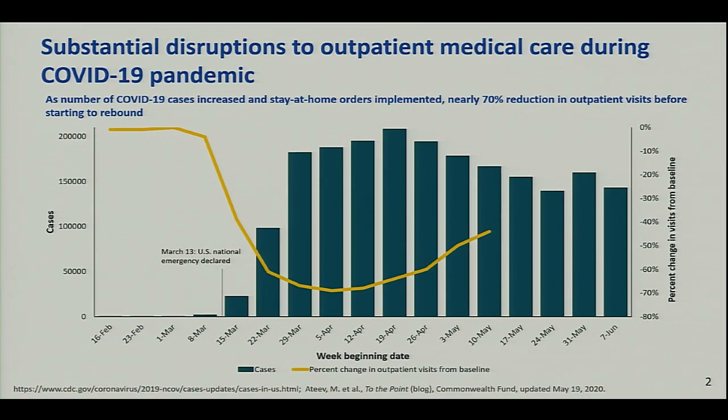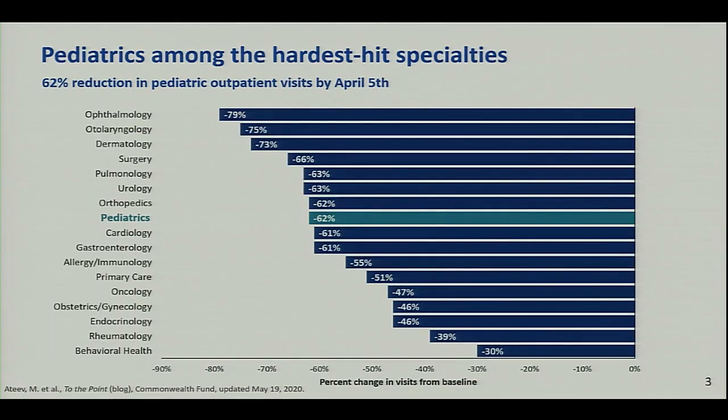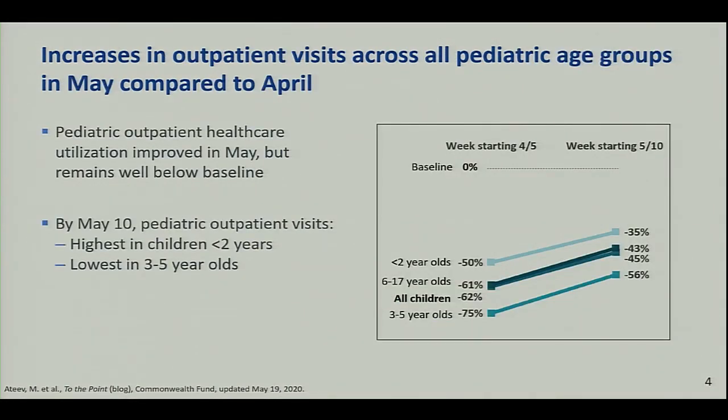Next slide. Pediatrics was among the hardest hit specialties with this reduction in ambulatory care visits, with a 62% reduction by the week of April 5th. Next. By the week of May 10th, there had been some improvement in pediatric outpatient visits, with the least reduction seen in visits for children under 2 years of age and the most for children 3 to 5 years of age.